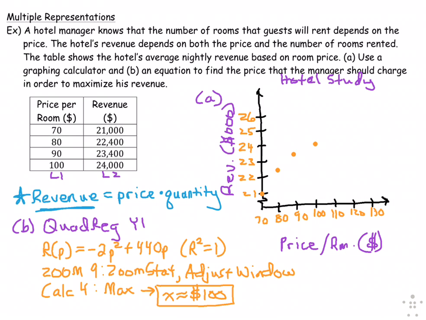I made sure that was turned on using diagnostic, and then I want to see these data points plotted with the regression model through them, so I do zoom 9. So I could do zoom stat, and I'll adjust my window accordingly to make sure that I have that arc of the parabola clearly on my screen. Now I would do calc 4, I do a left bound, I do a right bound, and then a guess, and then I read out the x coordinate that corresponds to the perfect price that I should charge to maximize my revenue.